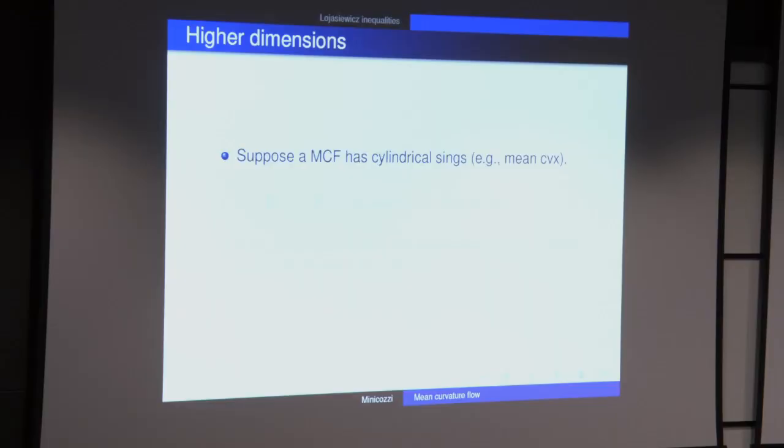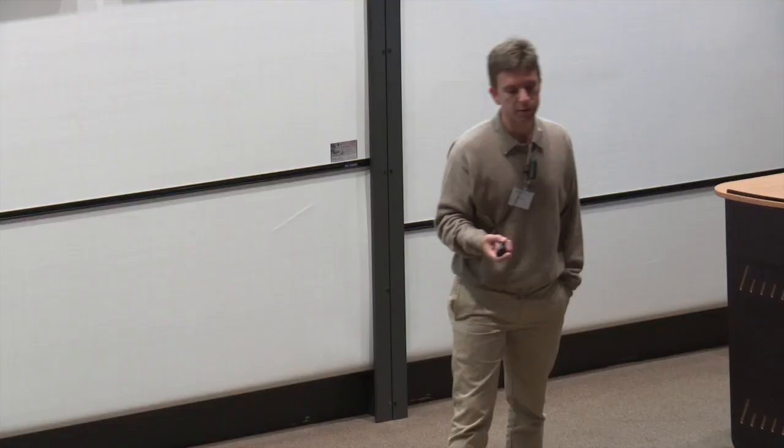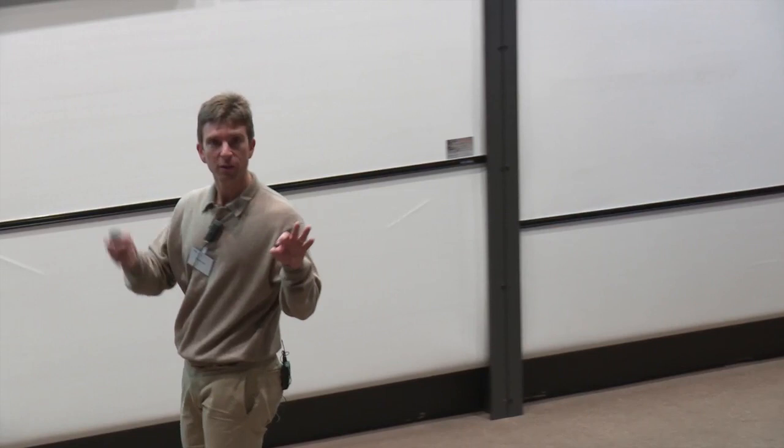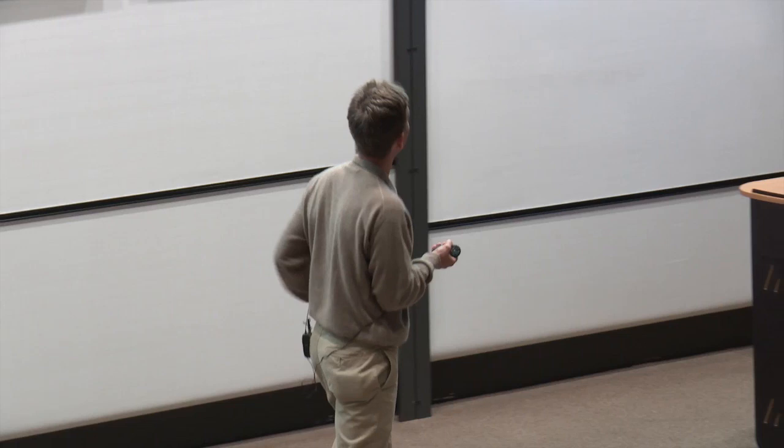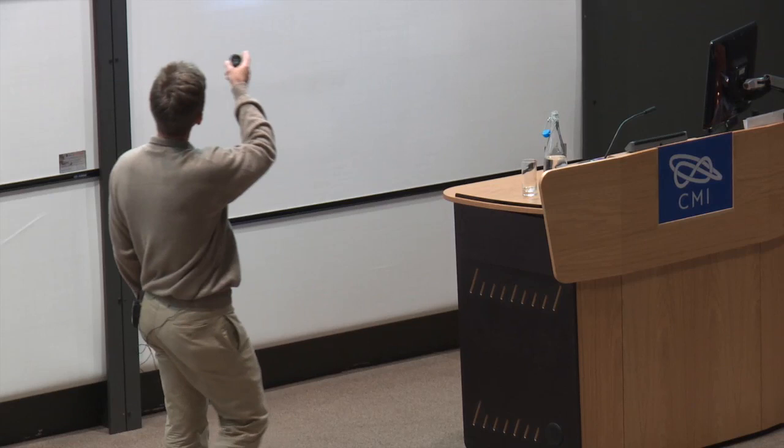Okay, so let me just say a very brief word. I restricted everything to mean curvature flow in R3. And in higher dimensions, you get a similar result. Now, the role of cylinders, there are many more options. You can take a sphere of any dimension, cross it with a plane of complementary dimension. All of those are singularities in the mean convex case. And again, we get uniqueness there.